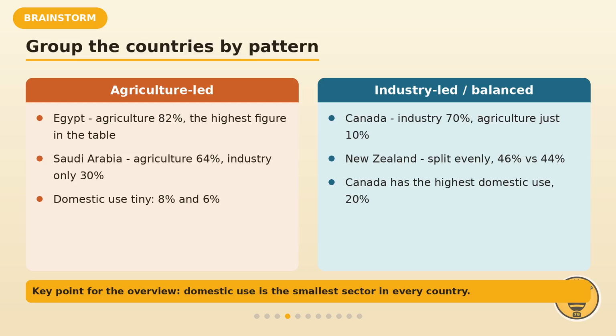Now let's brainstorm. Group the countries by their main pattern. Egypt and Saudi Arabia are agriculture-led. Canada is industry-led. New Zealand sits in between. And notice, in every single country, domestic use is the smallest slice. That observation becomes our overview.